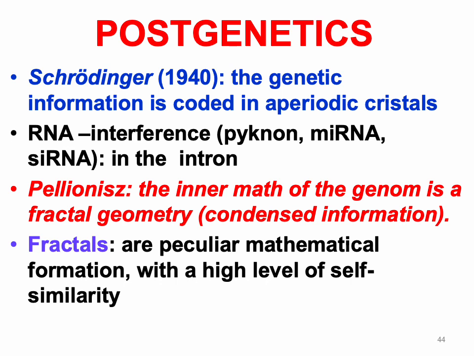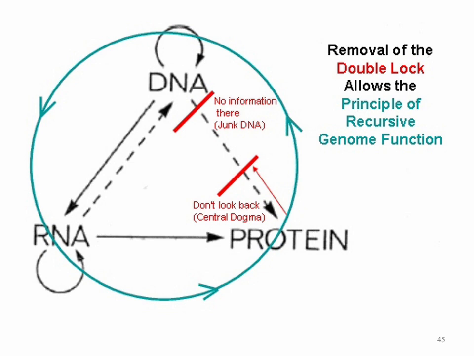Fractals are peculiar mathematical formations with a high level of self-similarity. You see here the central dogma of genetics, that there is only information from DNA to RNA, and there is no feedback from protein to DNA, and also that there is no information in the junk DNA.